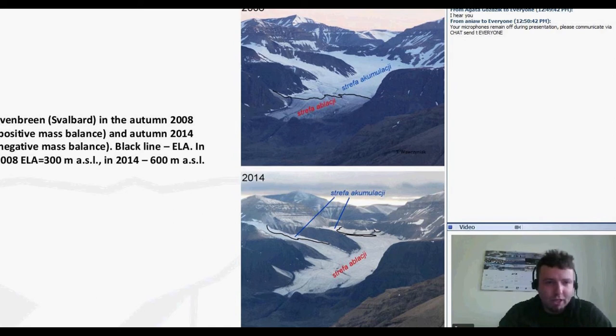So here we have Svalbard in the autumn of 2008 in the upper right side. We can see the ablation zone really small, and on the other one really huge. Almost the whole glacier was in the ablation zone. So we can see the mass balance, which was positive in the upper part in 2008 and negative in 2014.